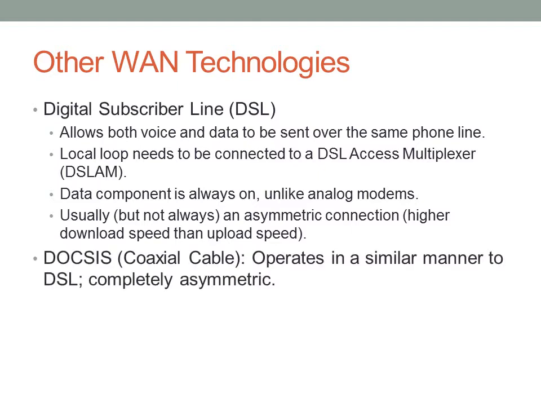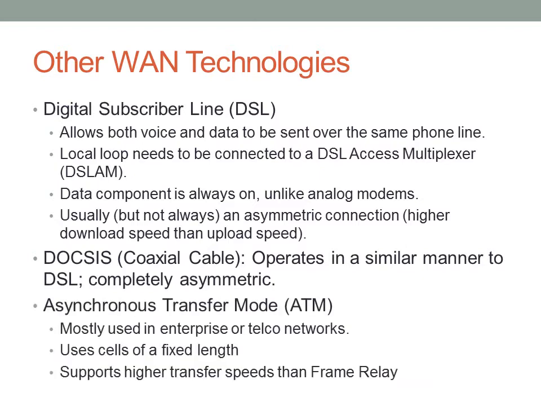There's also what's called DOCSIS. This is probably what you're using if you're connected to Cox. This operates in a very similar manner to DSL. It uses channels and multiplexes over basically between channels 3 and 4, and it's completely asymmetric. In other words, you're guaranteed a faster download speed than upload speed, and there's no way to change that because of the way DOCSIS is set up.